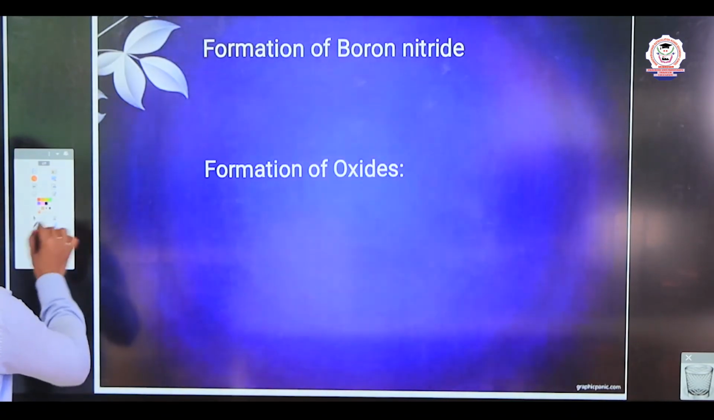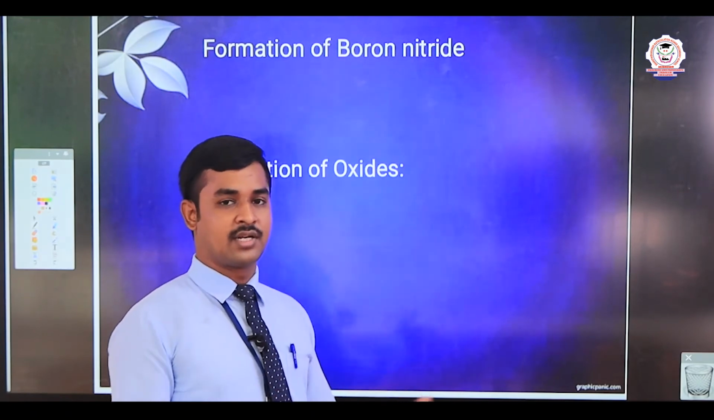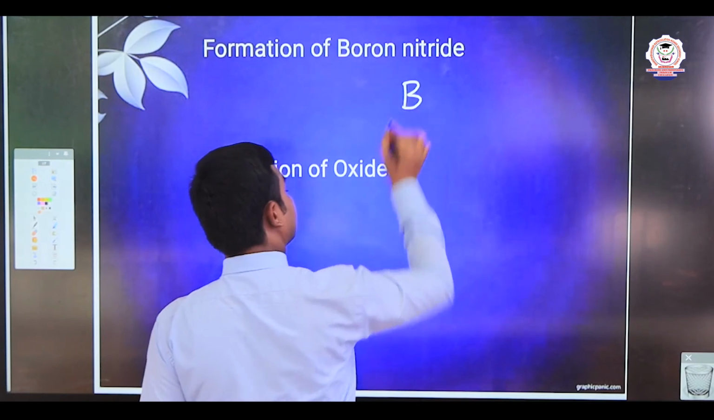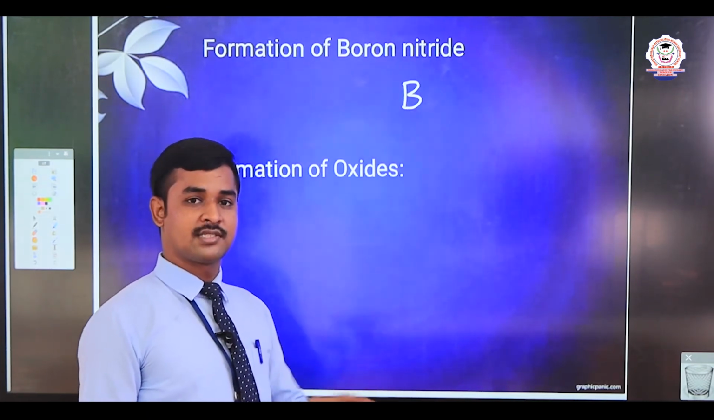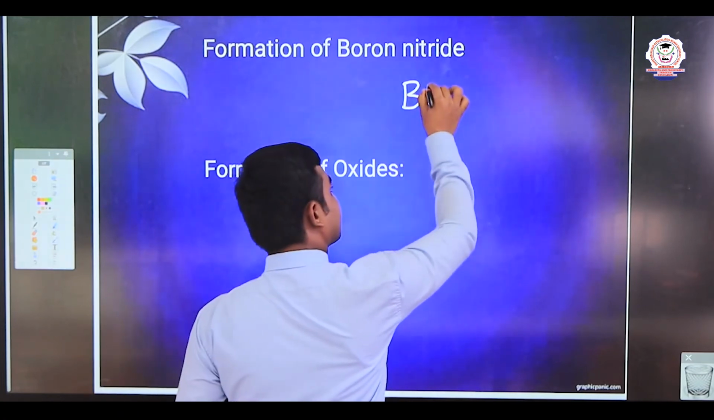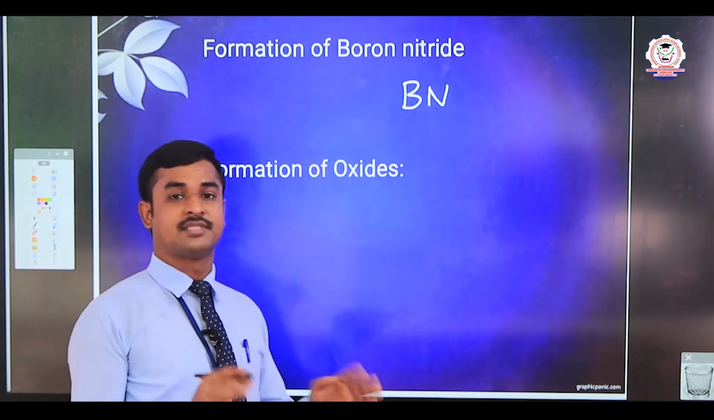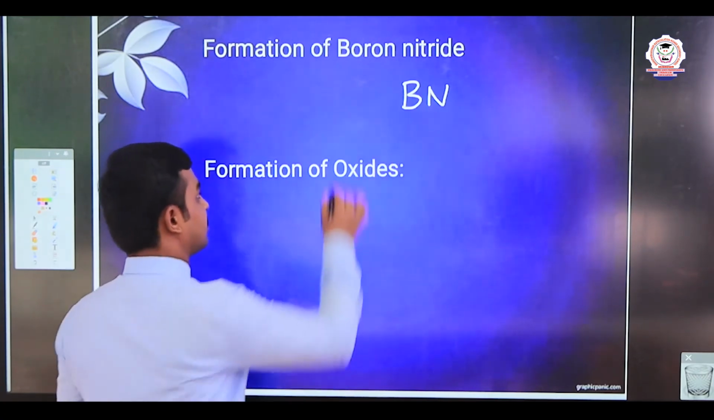Boron nitride. Boron nitride is very easy because one boron reacts with one nitrogen. You know the boron reacts with 3 halogens. Nitrogen also reacts with 3 hydrogens, so valency of boron and nitrogen are same. So one boron only reacts with one nitrogen to form boron nitride. So one boron, one nitrogen only can form the molecule.